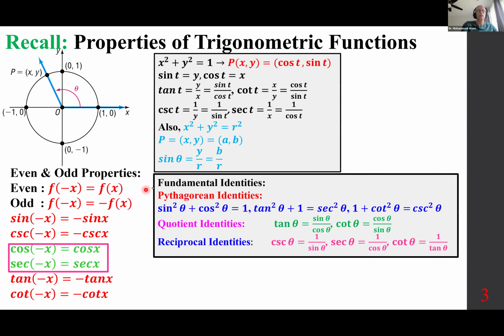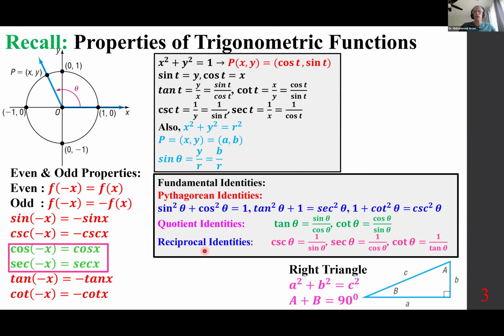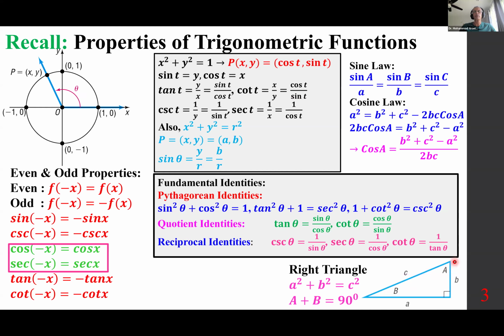We have fundamental identities such as Pythagorean identities, quotient identities, reciprocal identities. A right triangle, of course, a squared plus b squared equals c squared, Pythagorean theorem, and A plus B must add up to 90 degrees. Sine law: sine A over a, sine B over b, sine C over c, they are equal. Cosine law: a squared is b squared plus c squared minus 2bc cosine A, and you can solve for cosine A, which becomes b squared plus c squared minus a squared over 2bc.